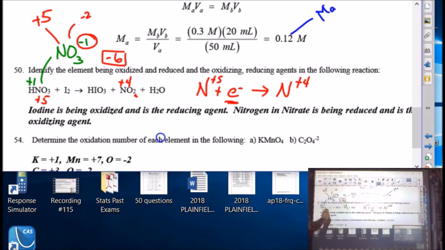Anytime you see that electron right here, that means that it is gaining an electron and it's being reduced. Iodine, let's use a different color here. Iodine has no charge, but over here it's in this compound IO3.